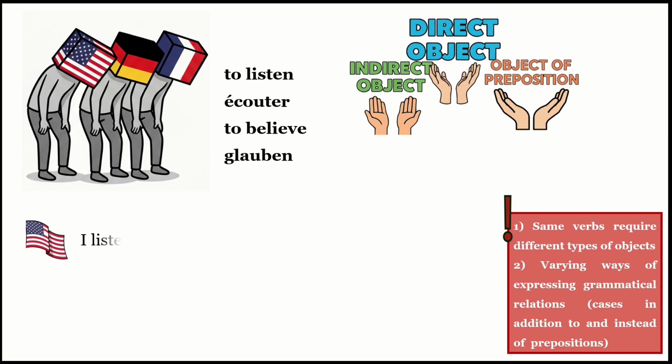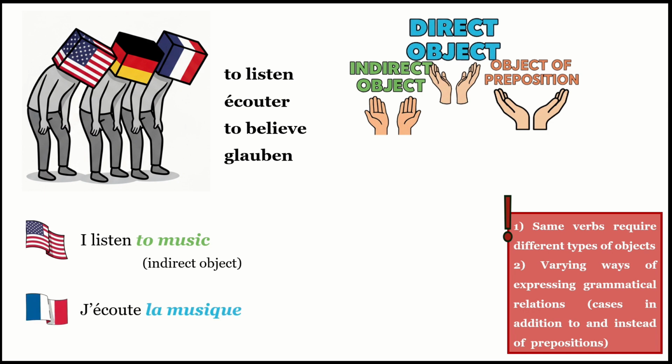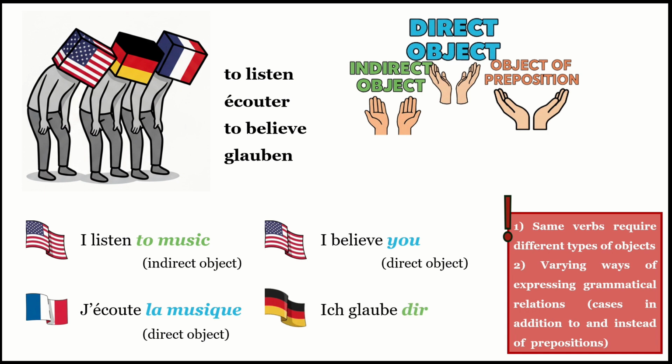In English, I listen to music. Listen requires an indirect object, connected to the verb by the preposition to. In French, j'écoute la musique. Écouter takes a direct object, with no preposition. Similarly, in English, I believe you. Believe requires a direct object. While in German, ich glaube dir, glauben takes an indirect object, but there is no preposition. The indirect object is in dative case instead.